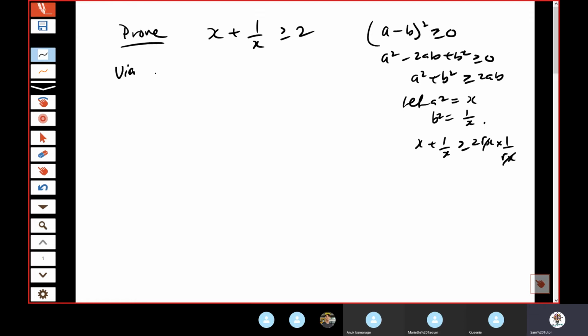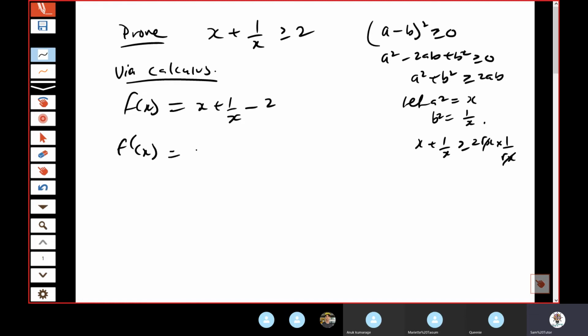So via calculus. In other words, we're going to go f of x equals x plus 1 on x minus 2. Again, we're going to differentiate this. 1, and then again, don't forget that is x to the power of negative 1. So when you differentiate that, it becomes negative 1 x to the negative 2. Might as well go f double dash here as well before I continue. Differentiate again, bring the 2 down, subtract 1.